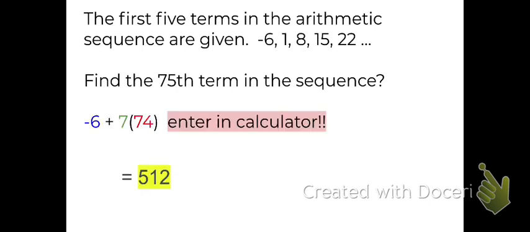So in this case, if you look at the numbers, just pick any 2 numbers next to each other, you'll see that we are adding 7. So the common difference is 7. So you take the first term, the -6, and you're adding 7 one less time than the number term you're trying to find out. So if we're trying to find the 75th term, we're going to add 7 74 times. So this is what I put in my calculator, and you'll see it's 512.